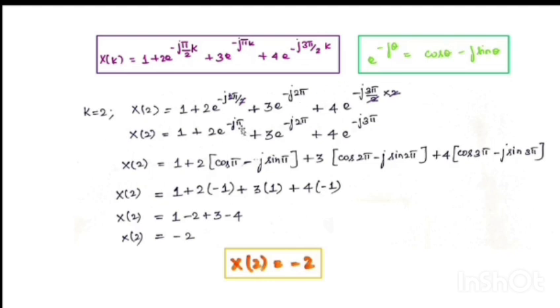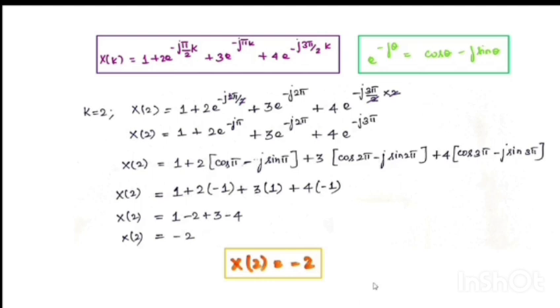Here the value of theta is pi, so cos pi minus j sin pi. Here the value of theta is 2 pi, so cos 2 pi minus j sin 2 pi. Here the value of theta is 3 pi, that is nothing but cos 3 pi and j sin 3 pi. If you calculate it in the same way as I did previously, by setting your calculator in radian mode, you will end up with this, and finally when you compute it, you will get X(2) is equal to minus 2.